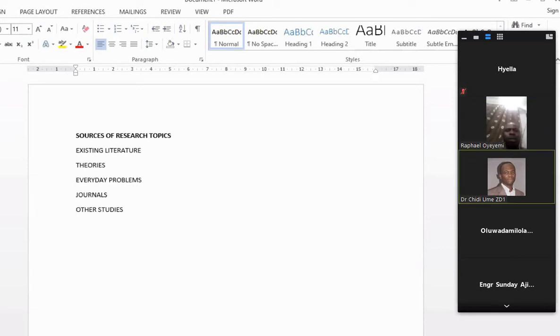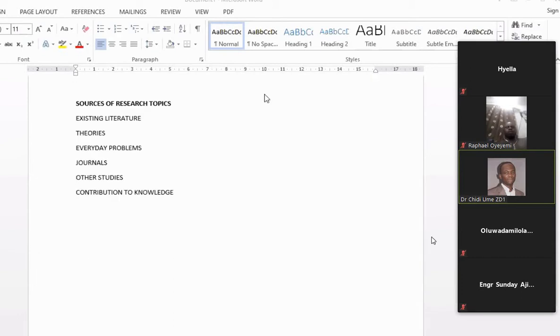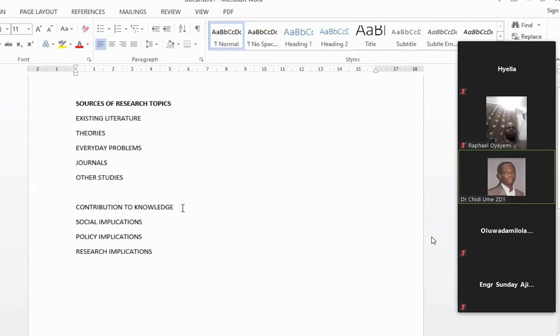When you are looking at the topic or at the research activity, what is actually the contribution? So when you are looking at the research topic, one of the things you worry about is what is its contribution to knowledge? By this we look at the social implications, policy implications, and research implications. In looking at contributions to knowledge, our attention goes to these three areas.